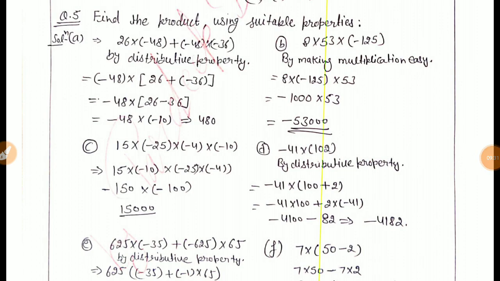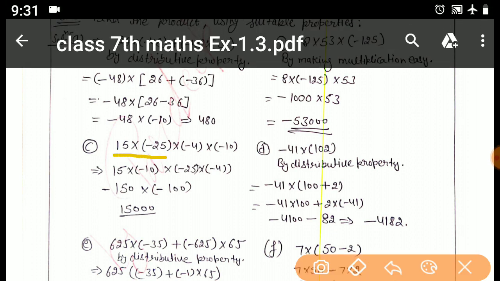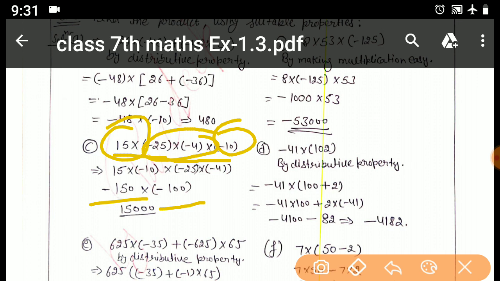Okay, and the next part is minus 15 multiplied by minus 25 multiplied by minus 4 multiplied by 10. Here also we will apply the method of making multiplication easy. First we will multiply minus 25 and minus 4, which gives us 100. After that, minus 15 and 10 gives us minus 150, and then we multiply both of them. This will give us minus 15,000.